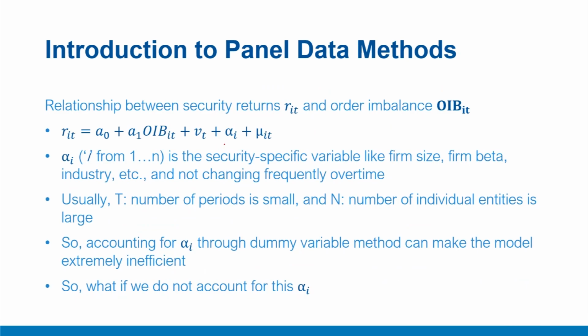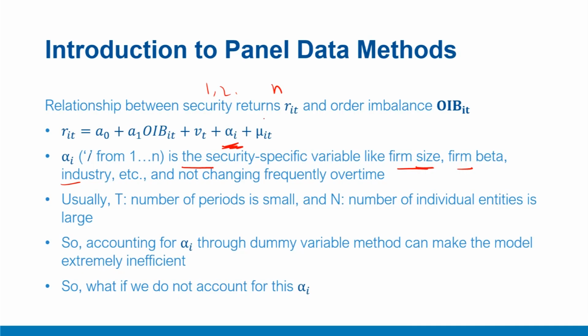The next term of interest is alpha i. Alpha is a security specific term, and if there are n securities, it moves from 1, 2, 3 and up till n. Factors like firm size, firm beta, industry that are not changing with time but rather changing from security to security, these are time invariant security specific terms. The aggregate sum of all those factors will be loaded on this alpha i. All such influences that are security specific will be loaded on this alpha i term.